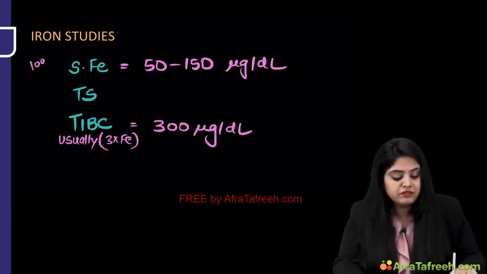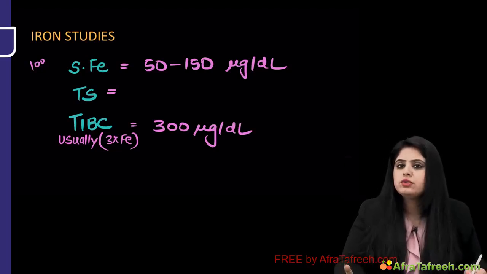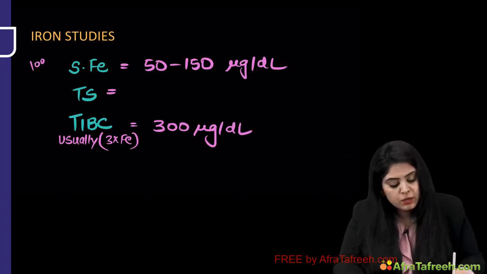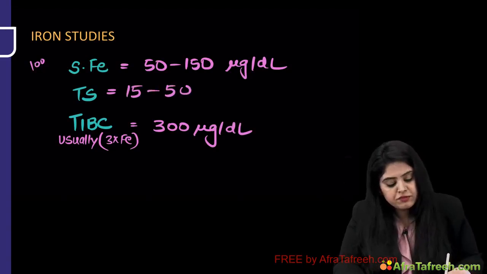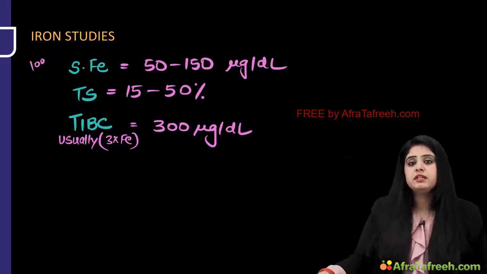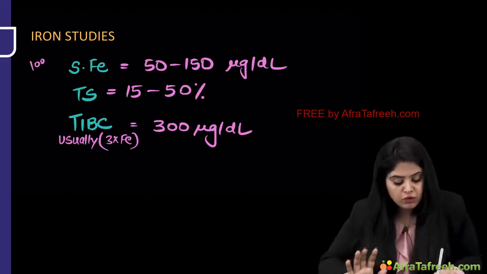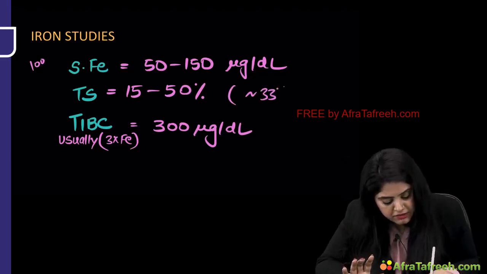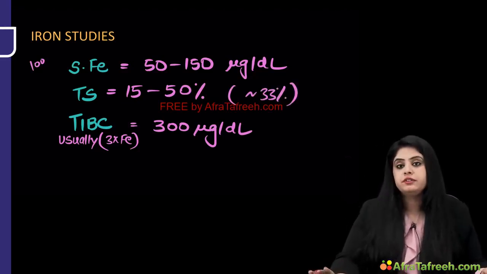And finally, what is transferrin saturation? Remember that formula I told you, the 2/6 formula, transferrin saturation is 33%. We take it somewhere between 15 to 50%. This is a very big range because you have to study it in so many people, India, abroad, male, female. But for all practical purposes, we consider it to be around an average of 33%.